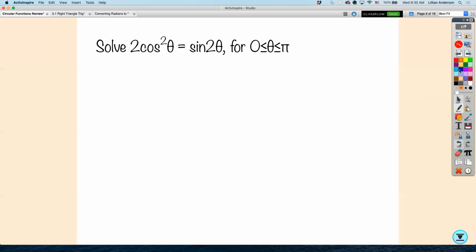Using one of the double angled ones, couldn't you change the sine 2 theta to 1 minus 2 sine squared theta? You are mixing cosine double angles with sine double angles. Oh, okay, I see it now. Never mind. The sine double angle can change sine 2 theta into 2 sine theta cosine theta. I can change that.